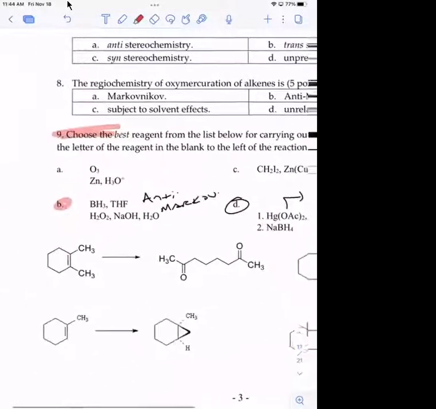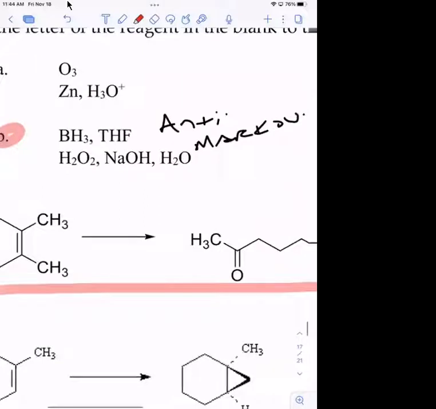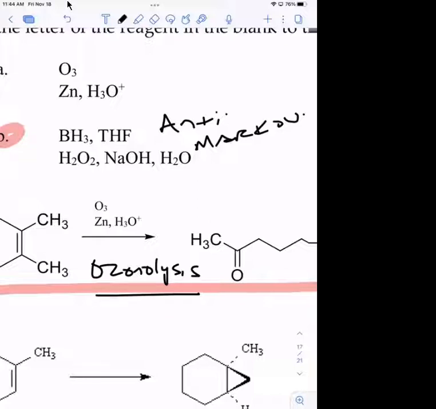All right, what about this example right here? What reaction is that? I took the alkene, I cracked it in half, and I turned both of those carbons in the alkene into carbonyls. So it's ozonolysis. It is ozone gas followed by zinc and then acid. I'll give you a pass on that because this is our first time seeing this today.